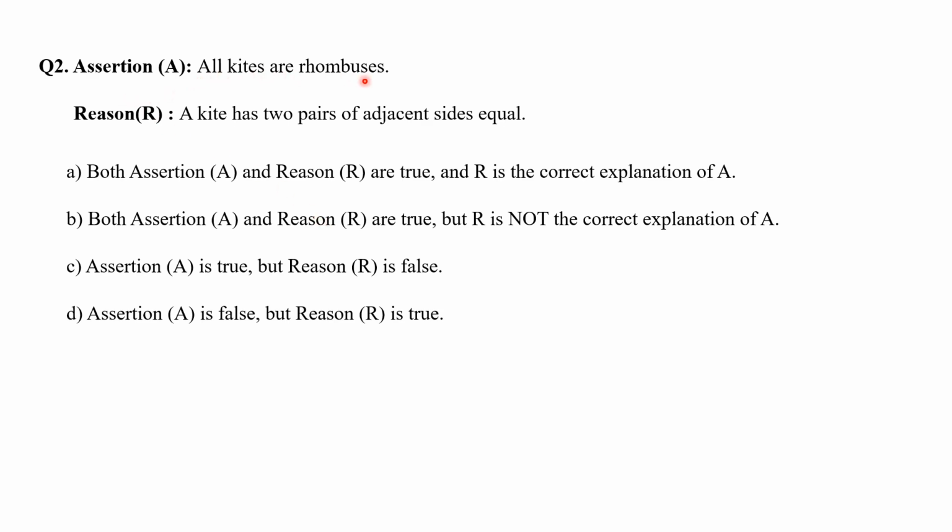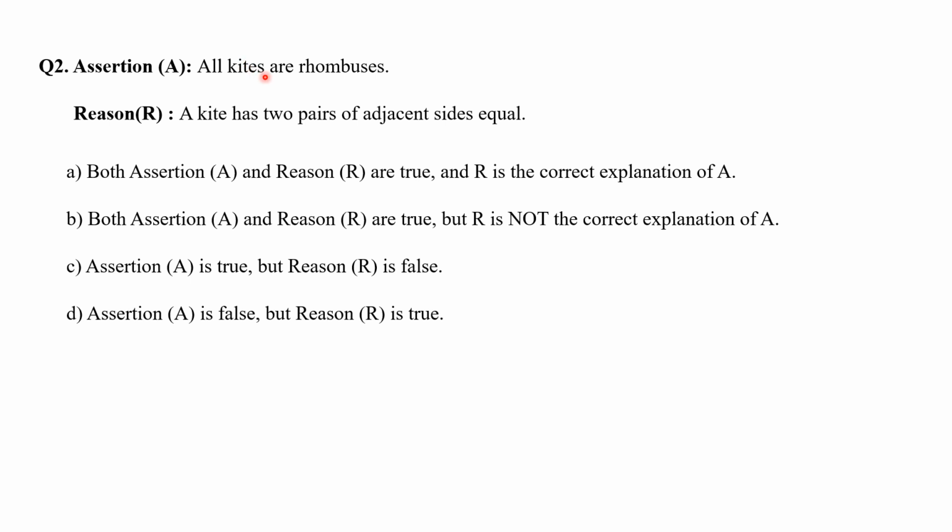Question 2. Assertion: all kites are rhombuses. And reason is: a kite has two pair of adjacent sides equal. Now all kite are rhombuses. Now recall the properties of a kite. In a kite, the adjacent sides are equal, right? But in a rhombus, all the sides are equal. So we can't say that all the kites are rhombus.